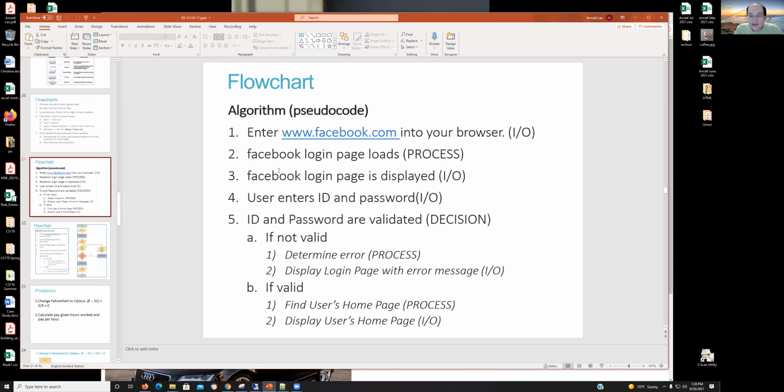Okay, so there's another sample flowchart. This is talking about Facebook. You enter this into your browser, that's your IO. Your page loads up, so that's your process.